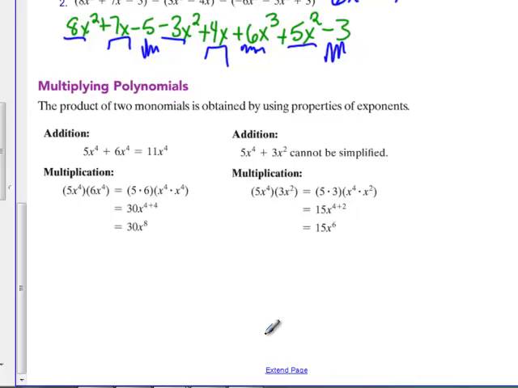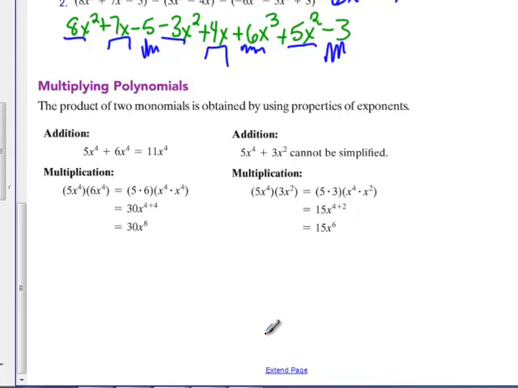I put an example down here from your book that I thought was super because it's explaining the difference between addition versus multiplication. That was addition of the 5x to the fourth plus 6x to the fourth. You're adding how many x to the fourths you have. You're basically just counting how many x to the fourths you have. Whenever you're multiplying them, you're multiplying the numbers together and also multiplying the variables by adding their exponents. With addition, 5x to the fourth plus 3x squared, you can't do anything. They're not like terms, so you can't put them together.